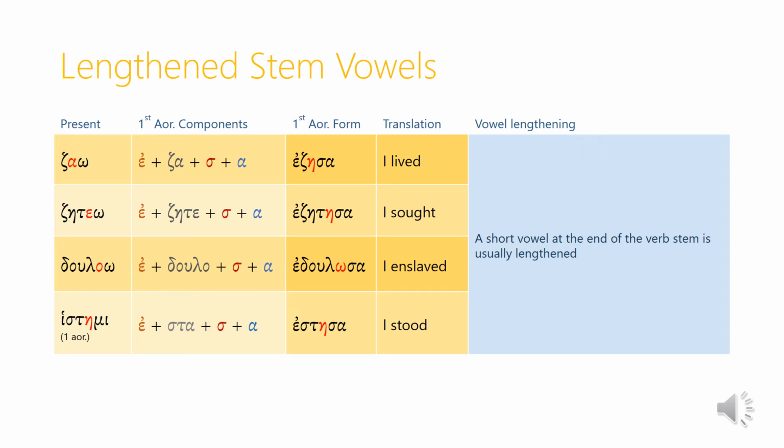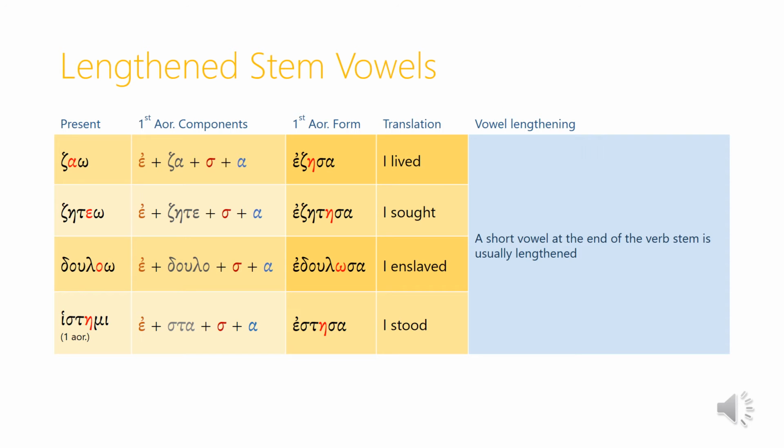Zeteo, similarly, the epsilon lengthens to an eta when it bumps into the sigma tense marker, and so instead of edzatessa, we have edzatesa, I sought, I looked for. With doulao, similarly, the omicron lengthens to an omega, and we have edulosa, I enslaved. But it's not just contract verbs that do this. We sometimes see this with other verbs too.